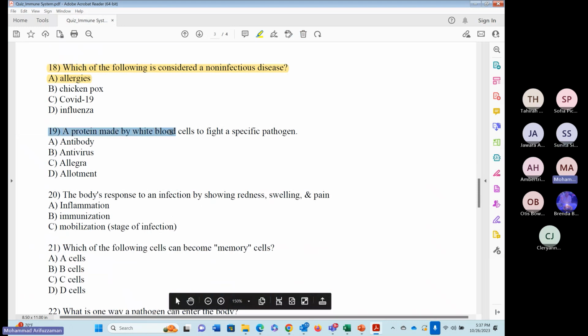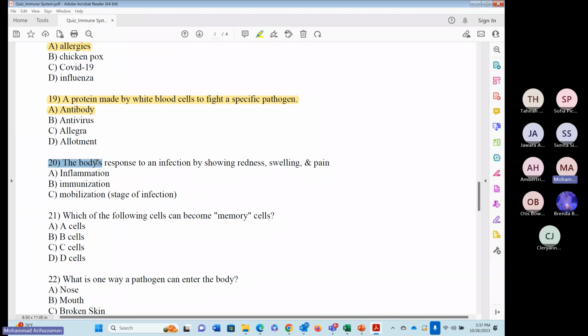A protein made by white blood cells to fight specific pathogens. Oh, that's an antibody. Yes, correct. The B lymphocytes, right? The white blood cell B cells. The body's response to an infection by showing redness, swelling, and pain. Inflammation. Good. Signs of inflammation are redness, swelling, and pain. Good.